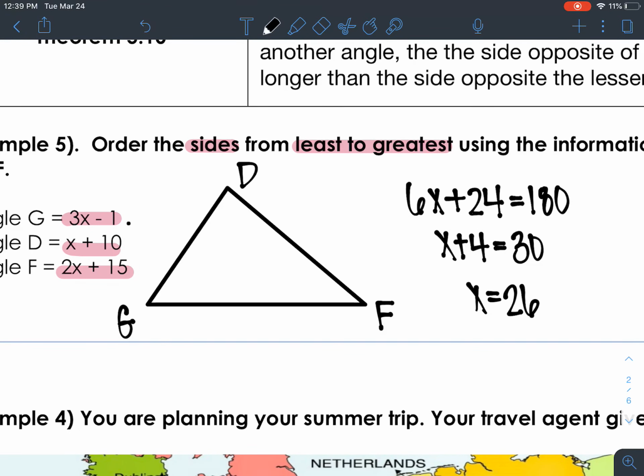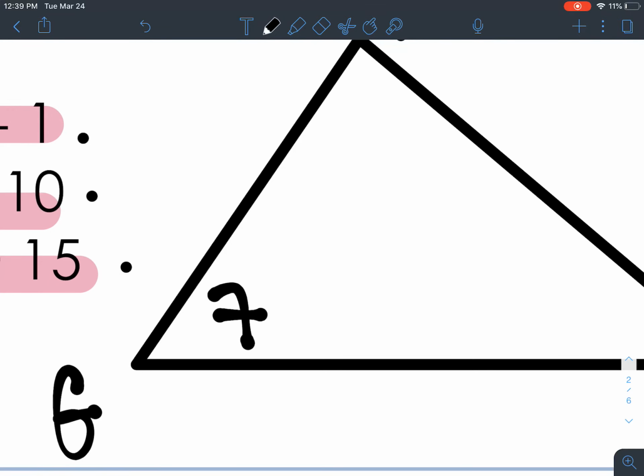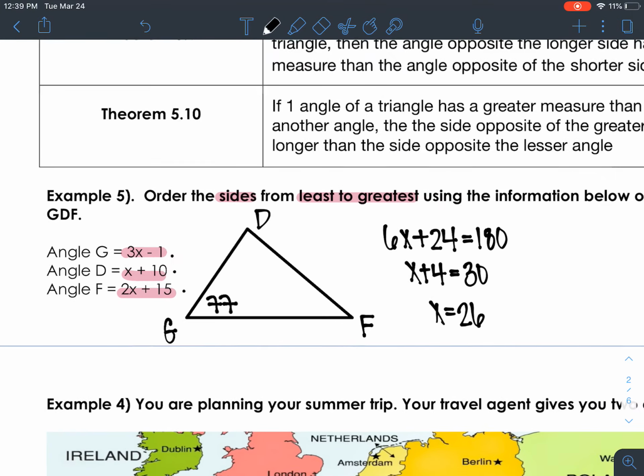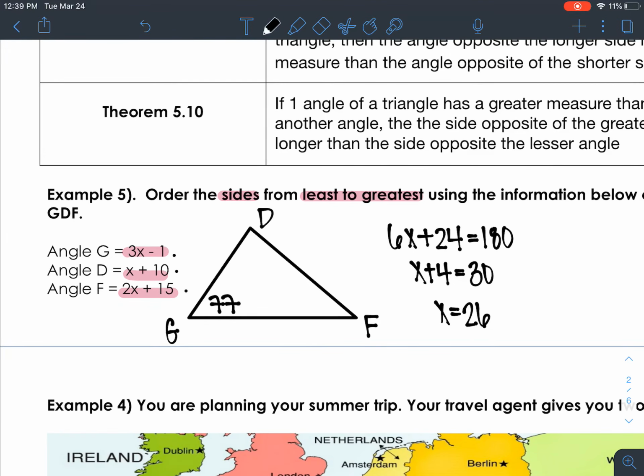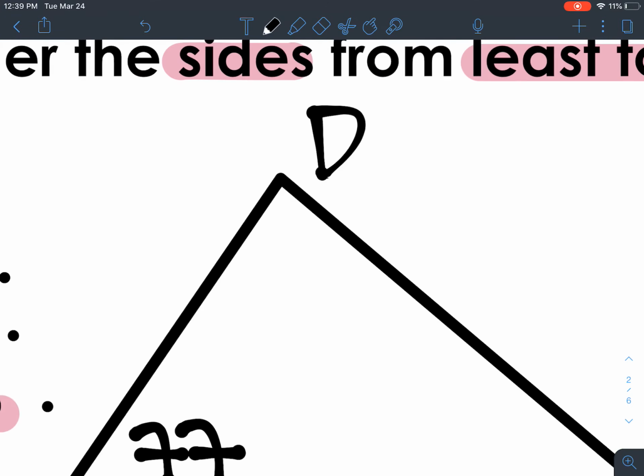Now, what we're going to do is take that 26 and plug it back in for each of these expressions right here, all right, to see what the actual angle measures are, all right? So I'm going to take the 26, plug it in to the 3x minus 1. So I'm going to do 3 times 26 minus 1, and I'm going to get 77, okay? For angle D, I'm going to do 26 plus 10, which means that this is 36.